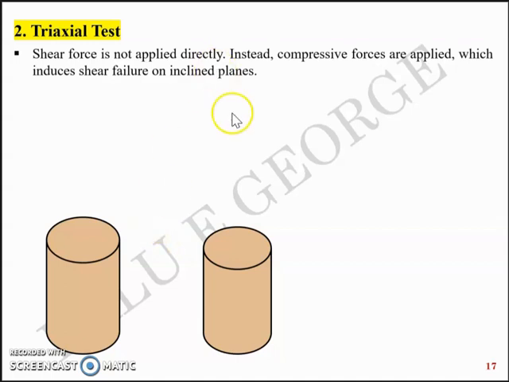Instead, you apply the compressive force, which in turn induces shear failure on inclined planes, which is what actually happens in the field condition. Now you have two stages in the triaxial test. The first one is a consolidation stage, and the second one is a shearing stage. To understand that, let's take the triaxial sample.